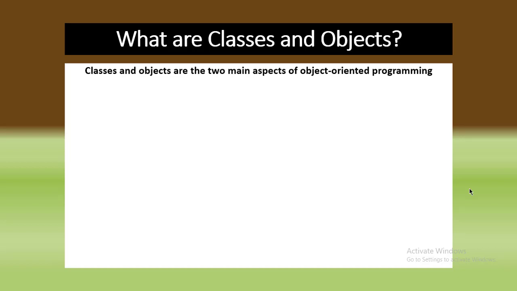Today we talk about classes and objects. In the last course we talked about OOPS. What is OOPS in Java? Now we talk about classes and objects.